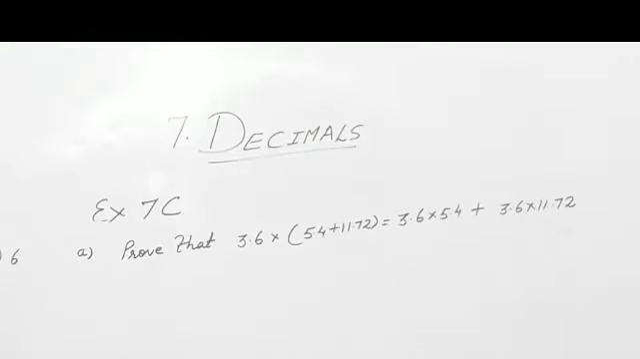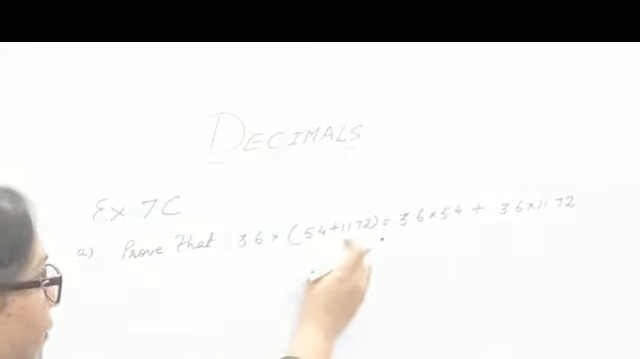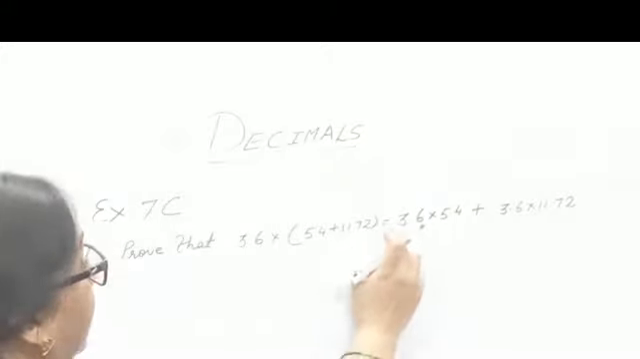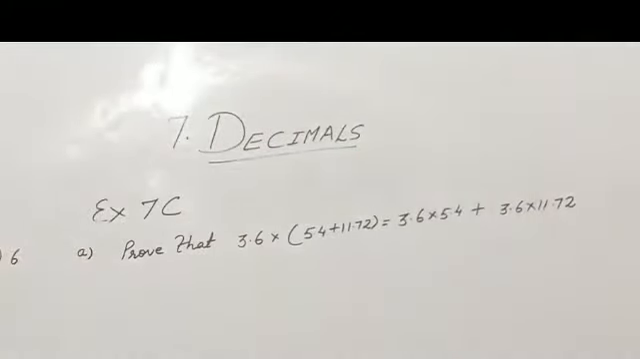Now I am going to discuss exercise 7C, few sums. This is an interesting question of your book. Exercise 7C, question 6A part. Prove that 3.6 into, in bracket, 5.4 plus 11.72 is equal to 3.6 into 5.4 plus 3.6 into 11.72. It means you are going to prove the distributive property of multiplication over addition.